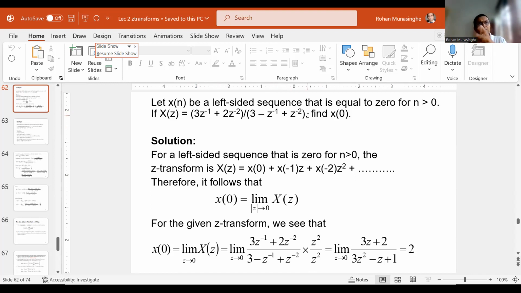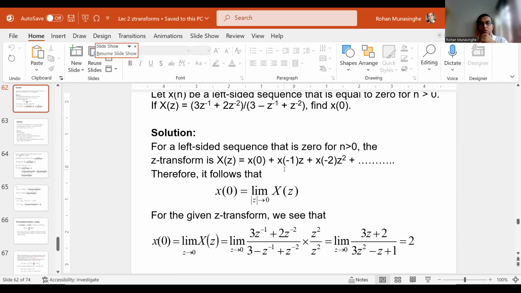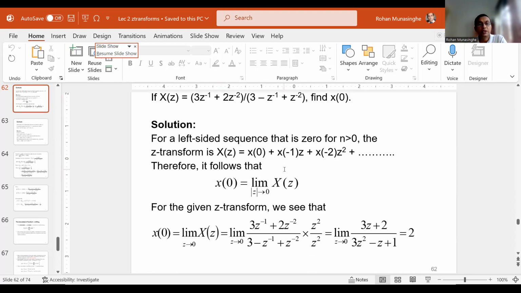By now you know that this is a rational polynomial of z to the minus powers, right? This is actually coming from some system. Okay, this is the system description. You are supposed to find x0. What is the first sample in the time sequence, right? The first sample. So you have the solution here. I just want to show it to you how you do that after the theory.